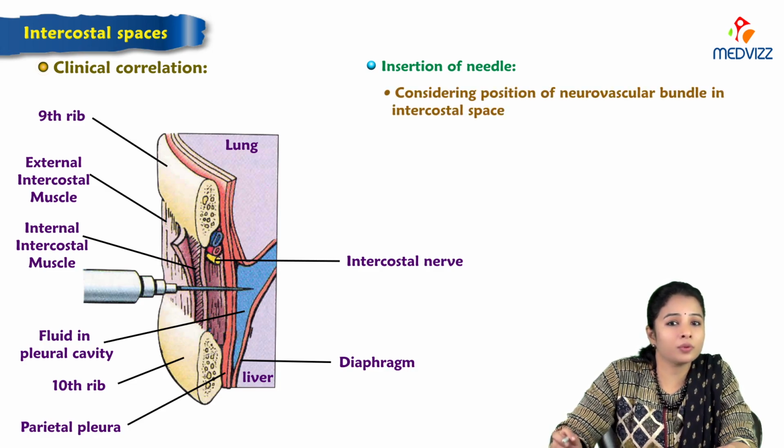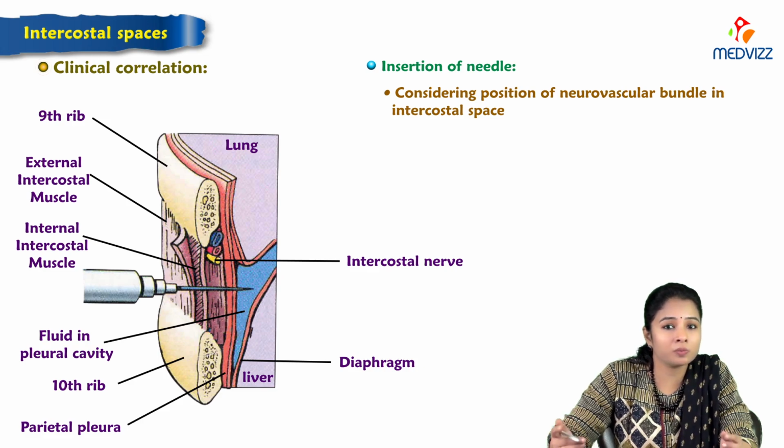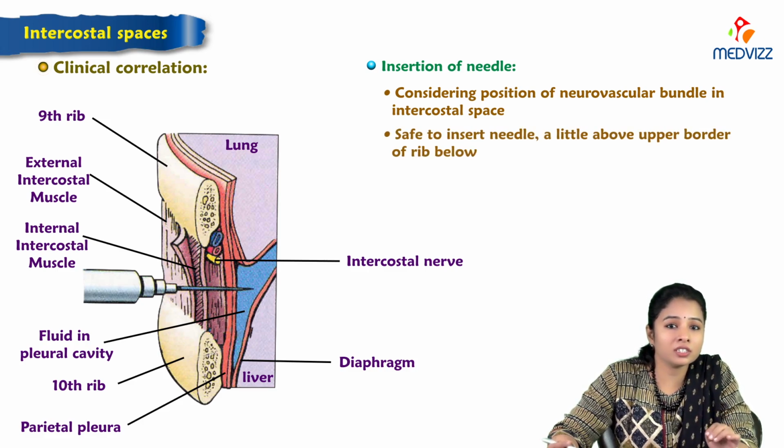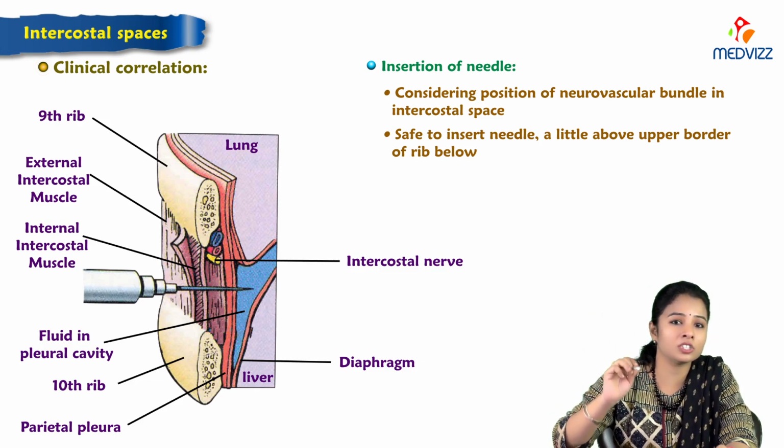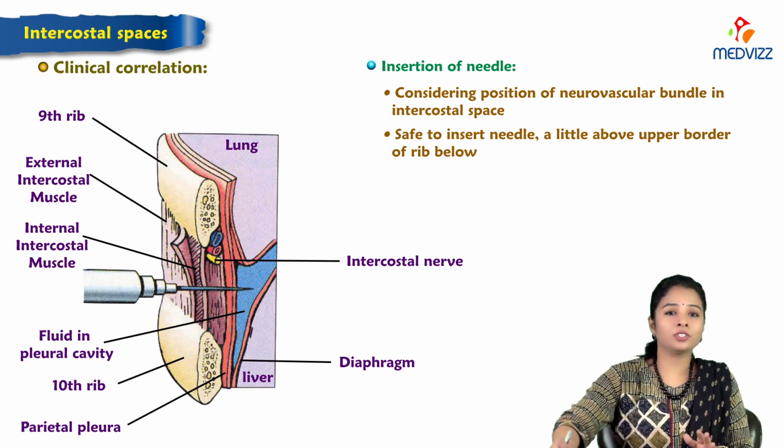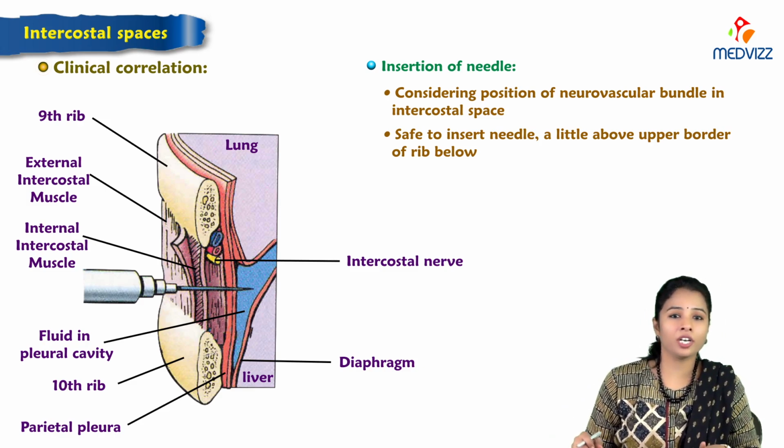So considering the position of neurovascular bundle, we know the neurovascular bundle is mainly present in the costal groove. So it is present in the intercostal space, especially in the costal groove. So it is safe to insert the needle a little above the upper border of the rib below. So not in the upper part, in the lower part of the intercostal space, it is the safe space to insert the needle. So that is about this intercostal nerve and some clinical correlations.